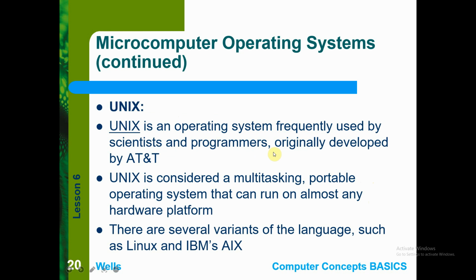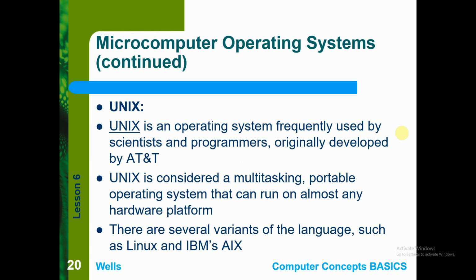Then for Unix, it is an operating system frequently used by programmers and scientists, and it was originally developed by AT&T. Before, there were attempts to try Unix for a commercial version, but it leans more toward programmers, it has a programmer bias. So the interface is more for coding and scientific applications.